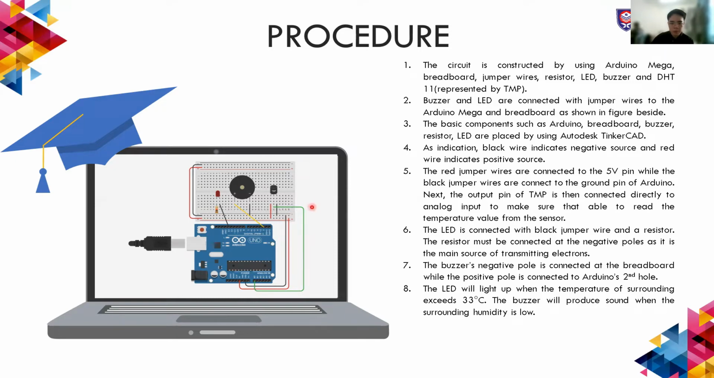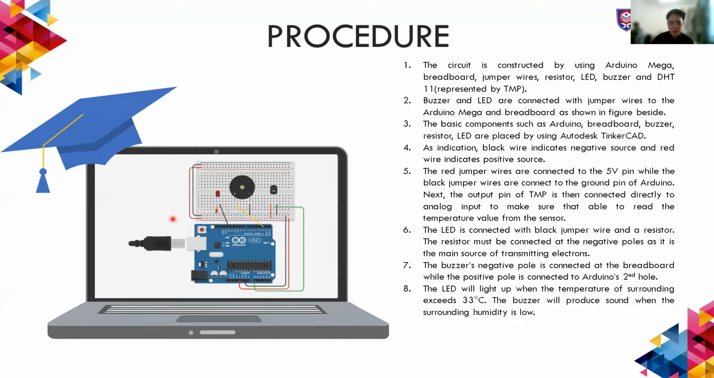5. The red jumper wires are connected to the 5-volt pin while the black jumper wires are connected to the ground pin of Arduino. Next, the output pin of DMP is then connected directly to the analog input to make sure that it is able to read the temperature value from the sensor. 6. The LED is connected with black jumper wire and the resistor. The resistor must be connected at the negative pole as it is the main source of transmitting electron.